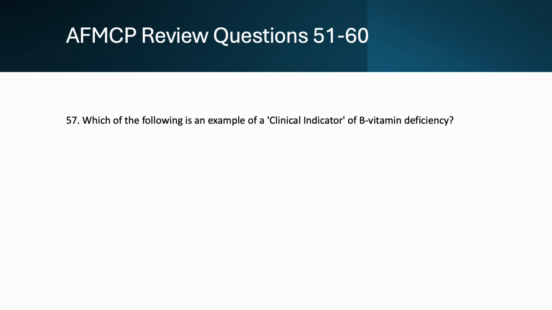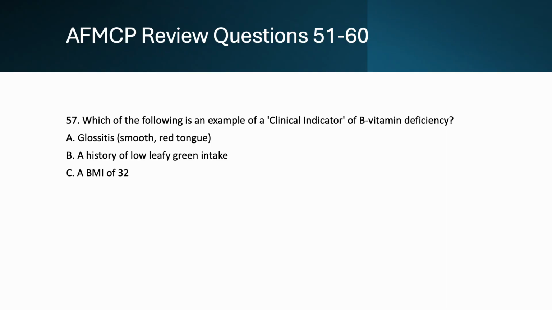Question number 57. Which of the following is an example of a clinical indicator of B vitamin deficiency? A, glossitis with a smooth and red tongue. B, a history of low leafy green intake. C, a BMI of 32. D, elevated homocysteine on a lab report.